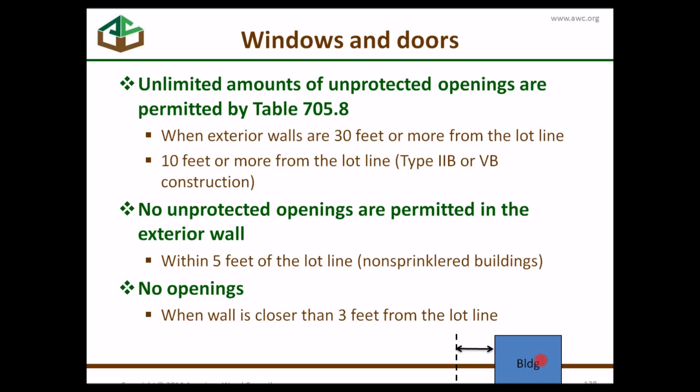You might say, well, wait, those are the unprotected construction types. Why is the fire separation distance less restrictive? In general, it's because of the smaller type of building associated with those construction types, and the types of hazards and use groups associated with those. No unprotected openings at all within 5 feet of a lot line in a non-sprinklered building, and none at all ever within 3 feet of a lot line in any building.